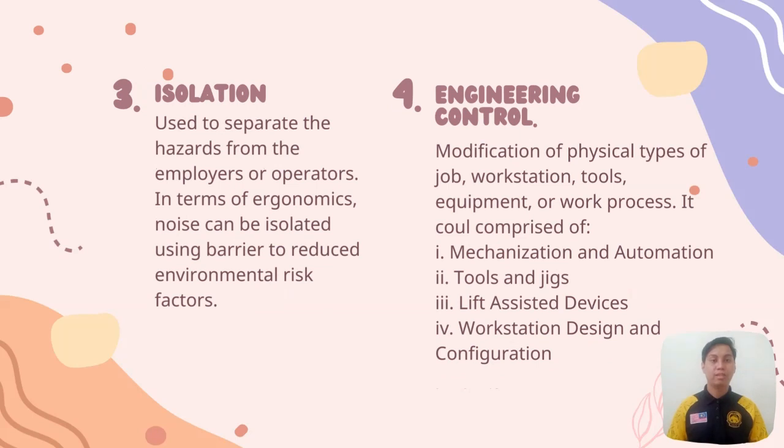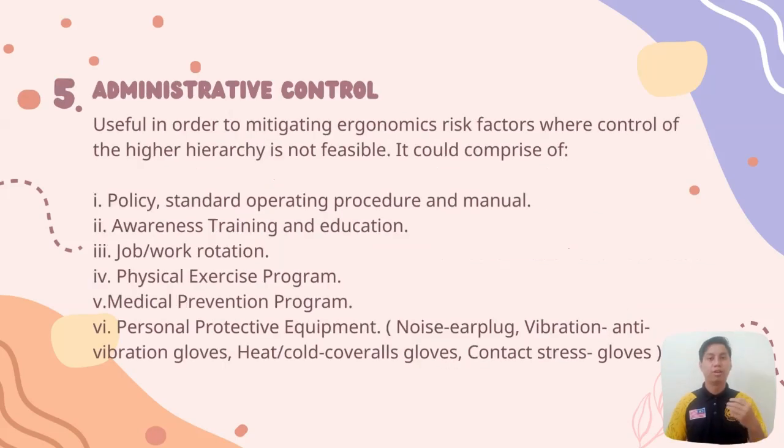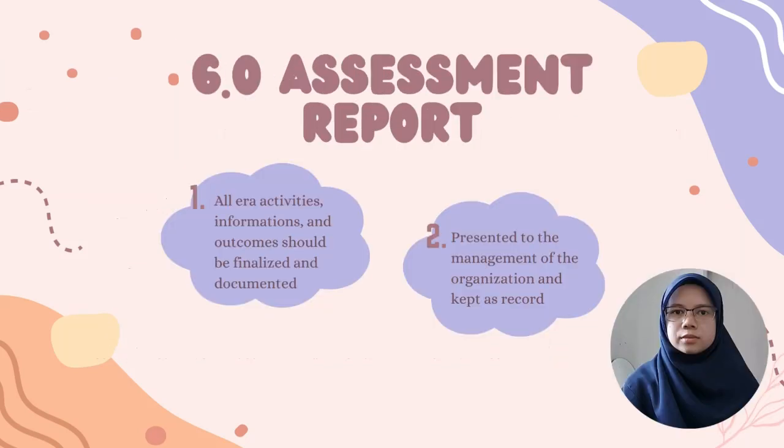For the next slide, we can see the two other steps in the hierarchy. The first is isolation, used to separate the hazard from the employees or operator. The second is engineering control, which is the modification of the physical aspects of the job, workstation, or workplace. The final point is administrative control, which functions to mitigate ergonomics risk factors when control of a higher hierarchy is not feasible. For example, policy, awareness, physical exercise program, and etc.